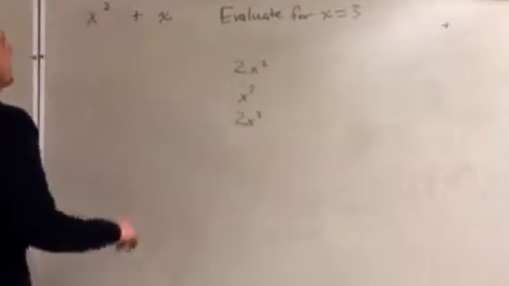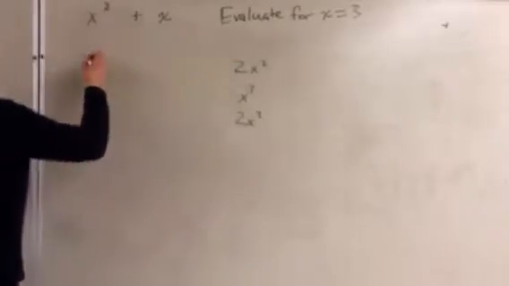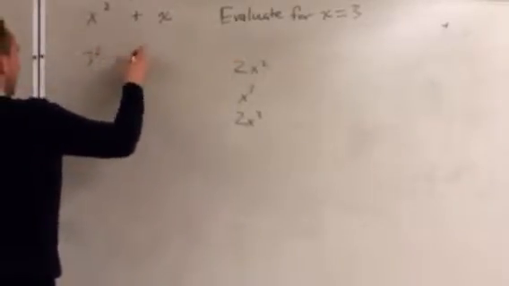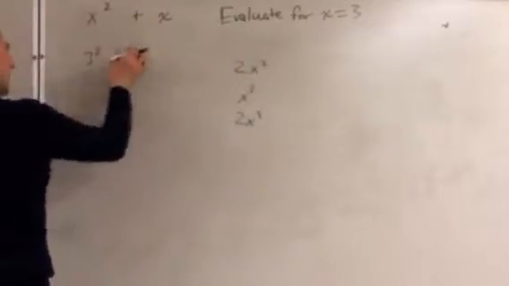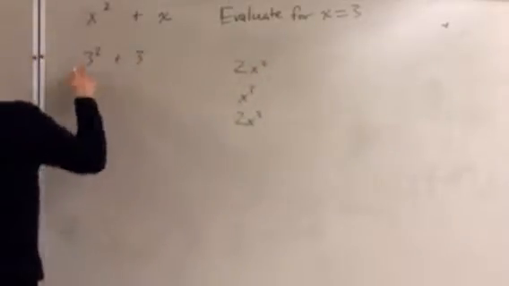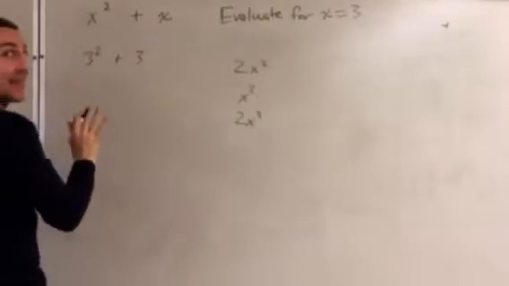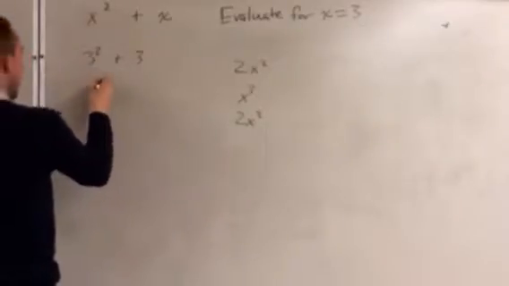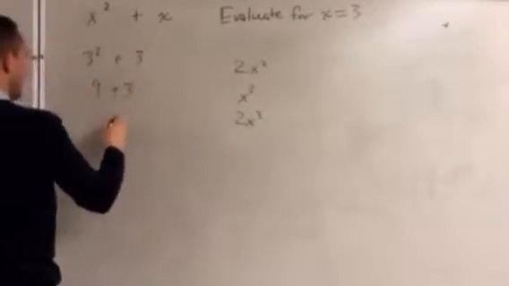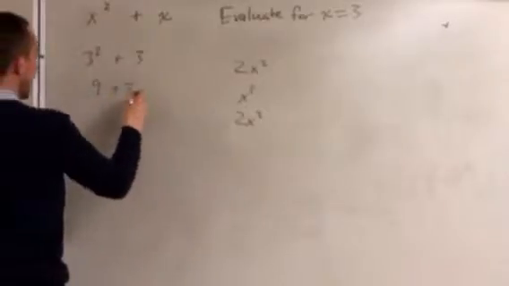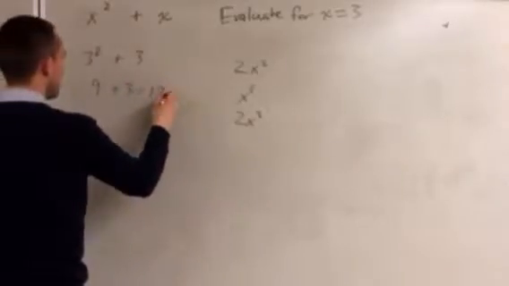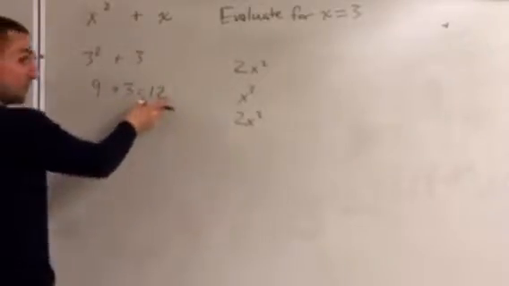So here we go. We're going to evaluate for x equal 3. So we'll say this is 3 squared plus 3. Now 3 squared, be careful, that is not 6. 3 times 3 is 9. Then the 9 plus this 3 is 12. So remember 12.